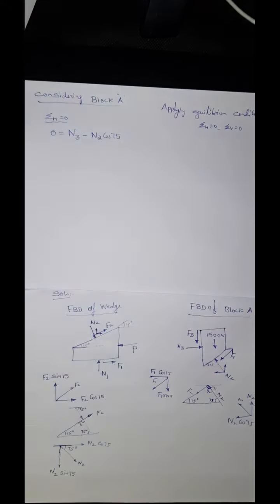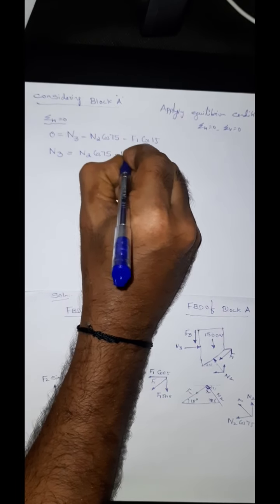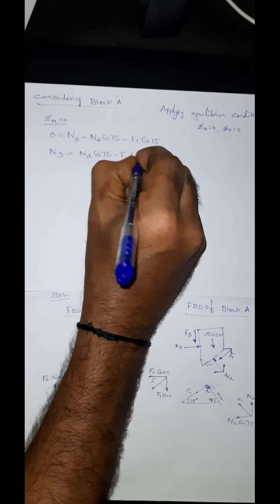Right. So I am going to take this N3 in the left-hand direction. So N3 equals N2 cos 75 minus F1 cos 15. What is F? Limiting friction. Limiting friction is nothing but the product of the coefficient of friction and the normal reaction. So this can be rewritten as N2 cos 75 minus mu into N1 cos 15.